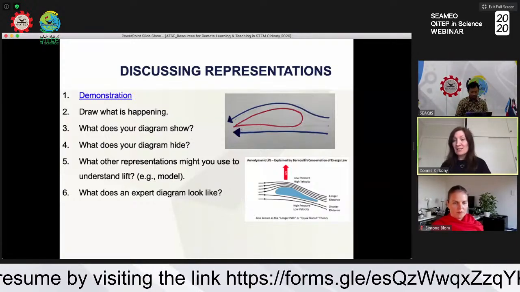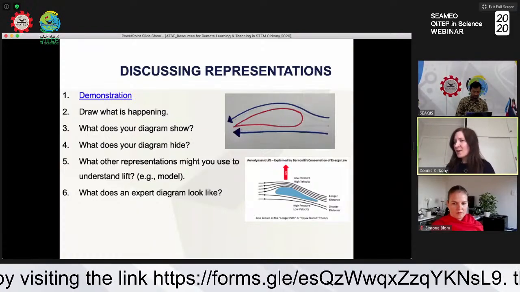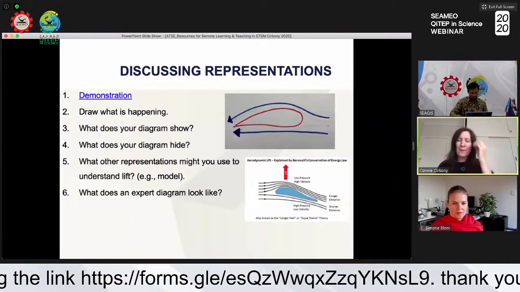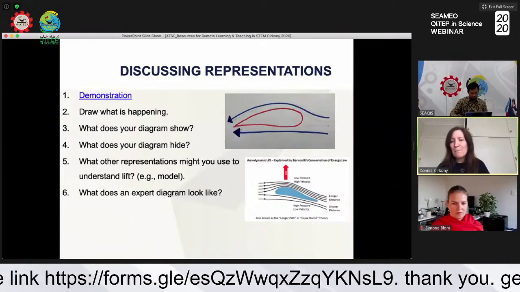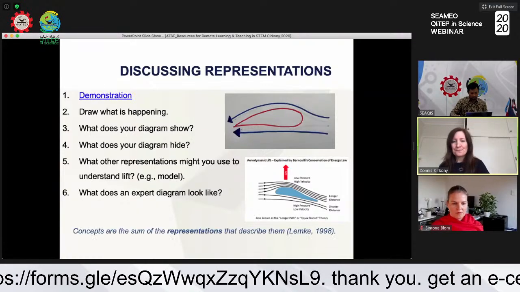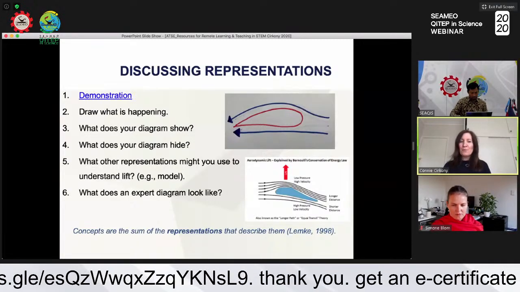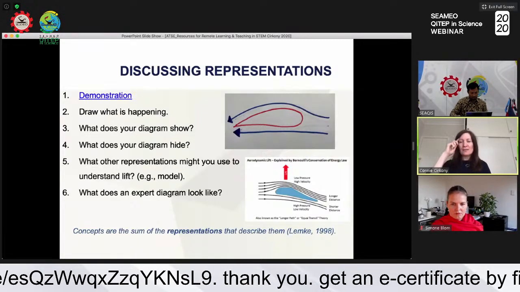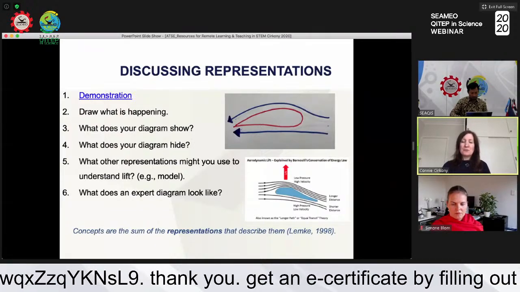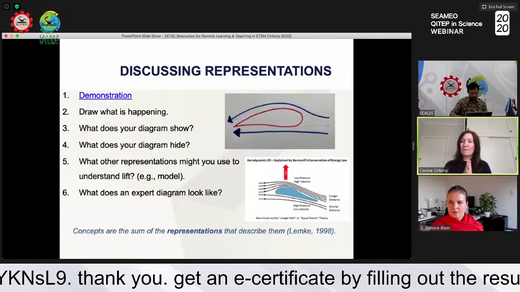If you give them the expert diagram at first, it's very overwhelming and you never really understand what they might have already known about flight. And they might just be prompted to memorize that instead of explore in a meaningful way. So this bottom sentence is really important. To understand a scientific concept, it is to understand the sum of the representations that describe them.